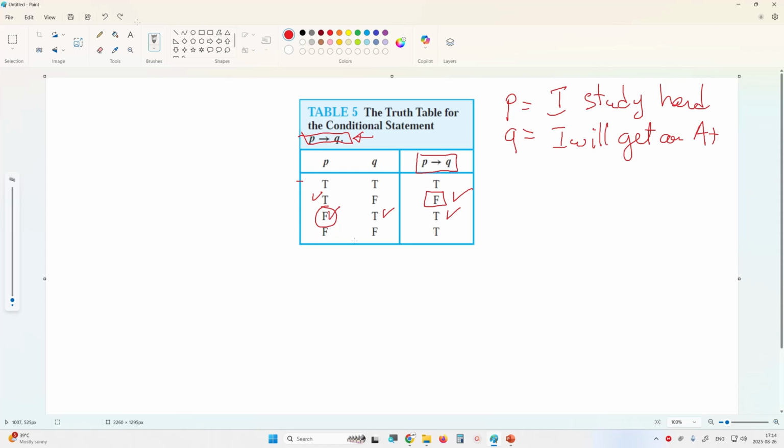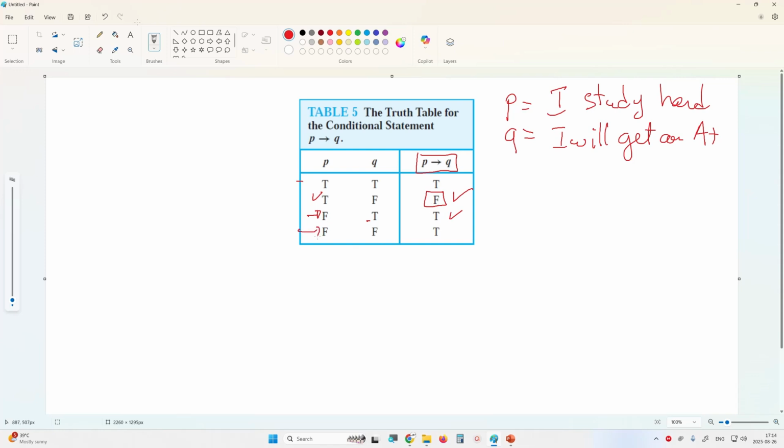So if you did not study hard, let me just remove those. If you did not study hard and you still got an A+, the rule that says if you study hard you get an A+ does not mean it's not working anymore. This is still okay. It does not break that rule. That's what this true means. As opposed to here, if you study hard and then you don't get an A+, that rule is broken. That's why you can maybe find this F making more sense.